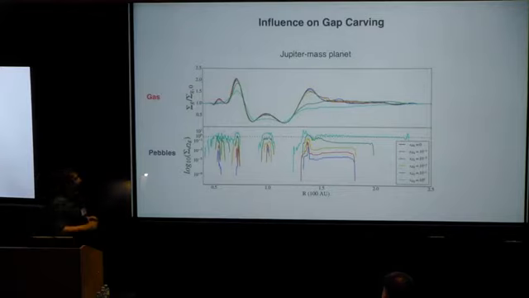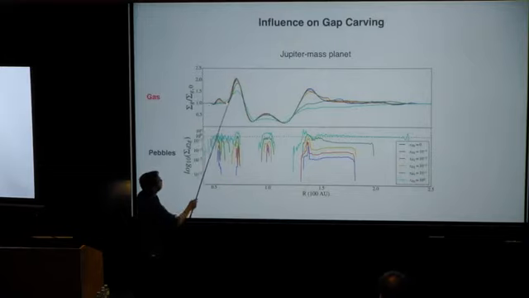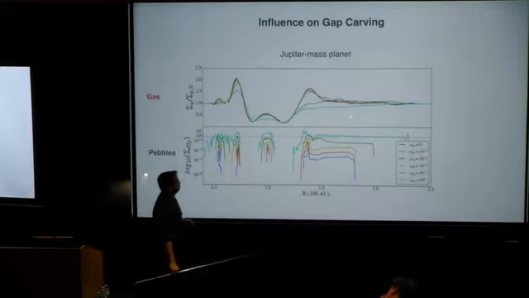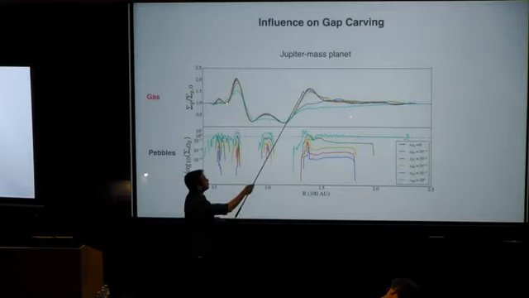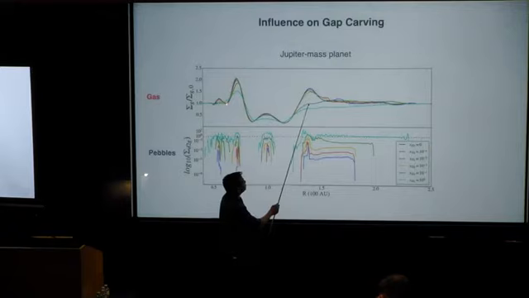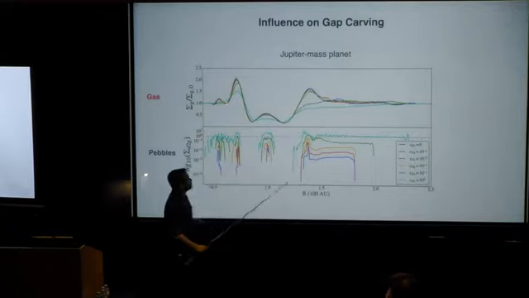So the influence on the gap carving: what you're seeing here is the black line. It's behind the other lines, but it's tracing the gap carving for a Jupiter mass planet. And these different lines are lines of different dust to gas ratios. So the blue one is dust to gas ratio 10 to the minus 4, red 10 to the minus 3, 10 to the minus 2.